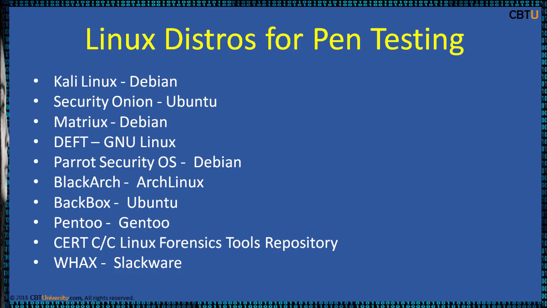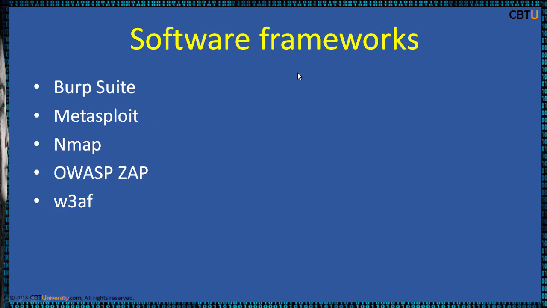Several operating system distributions are geared towards penetration testing. Such distributions typically contain a pre-packaged and pre-configured set of tools. These are popular Linux distributions for pen testing: Kali Linux, Security Onion, Matrix, and others. These are the popular software frameworks: Burp Suite, Metasploit, Nmap, OWASP ZAP, W3AF, and many others.